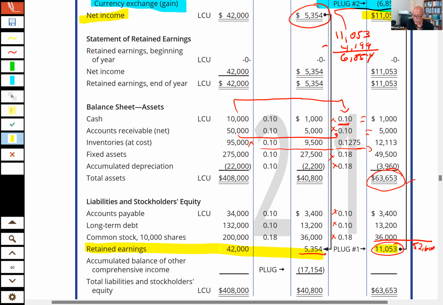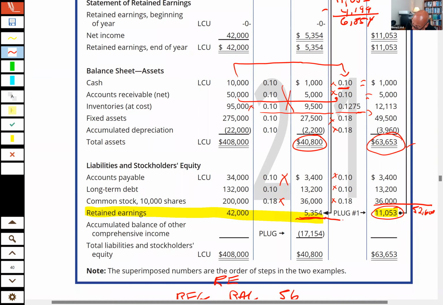Then I go ahead and notice that pretty much for the what? For the balance sheet items, I use what? I use the current year-end rate, except for common stock, I use what? I use the historical rate. I do that, and notice my total assets is 40,800. If I add up my liabilities and my stockholders' equity, including my retained earnings at that point in time, I would get 57,954. Does the balance sheet balance right now?